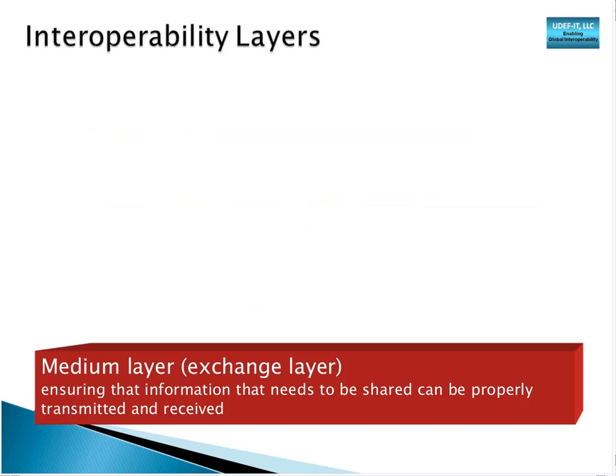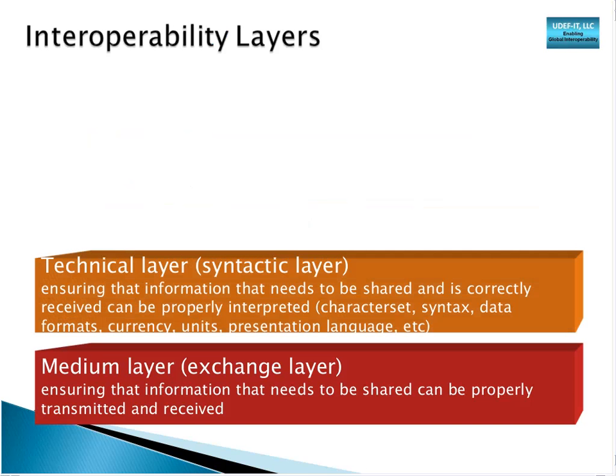So if you look at interoperability, there really are layers. There's a medium layer, that's the media that basically allows you, if it's physical, it's plugging a wire into the wall. If it's through the wire or through airwaves, then it's the RF link. But bottom line is you've got a medium that you need to have, and the protocols for the medium. And then above that, you've got a technical layer or syntactic layer, and that then provides the ability to deal with syntax and data formats and currency units and so forth.